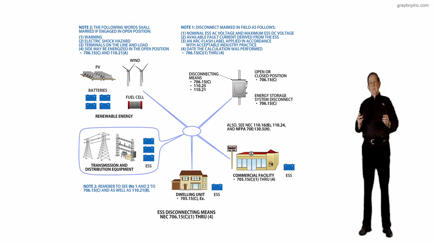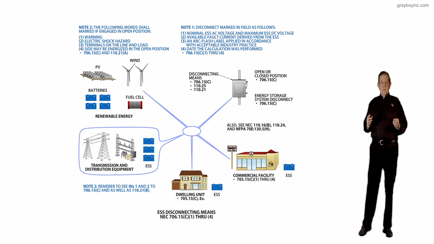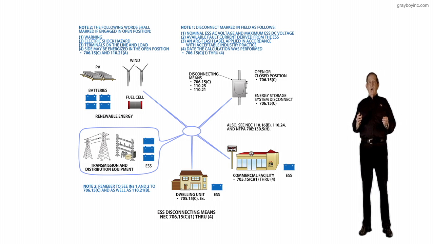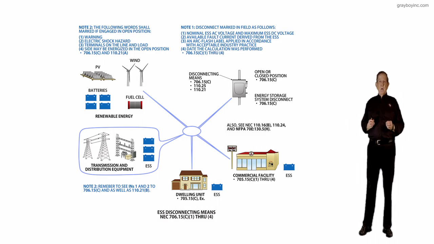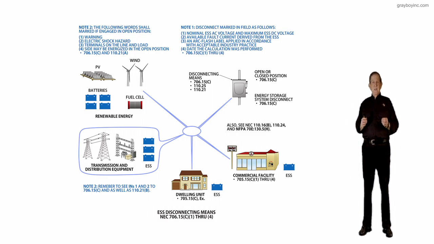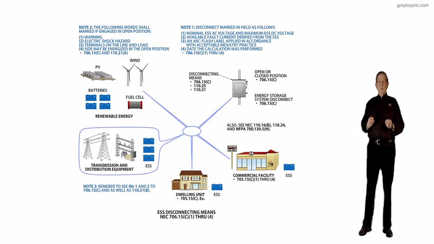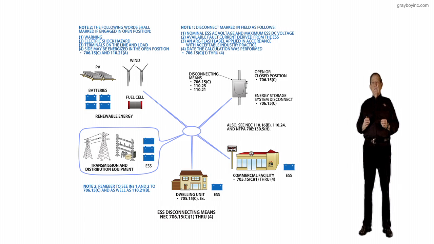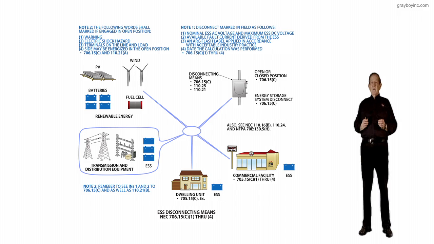This illustration deals with ESS disconnecting means in accordance with NEC 706.15(C)(1) through (4). The purpose of the change was to accept a revision to this section. A revision has been made to clarify that each energy storage system shall plainly indicate whether it's in the open, off, or closed, on position and shall be permanently marked "energy storage system disconnect." That is the purpose of this revision.